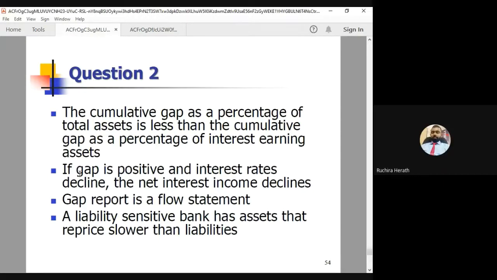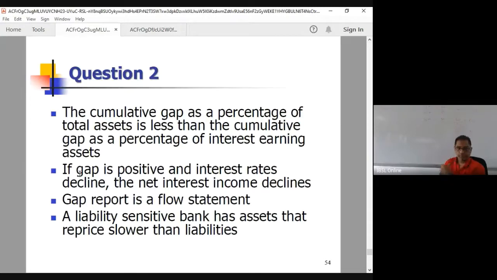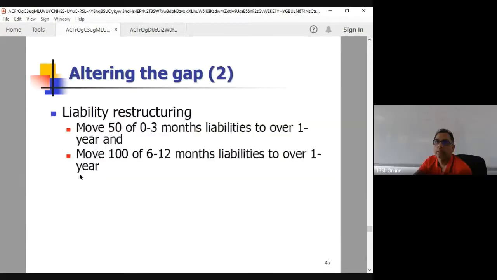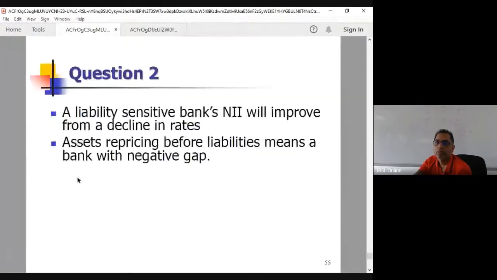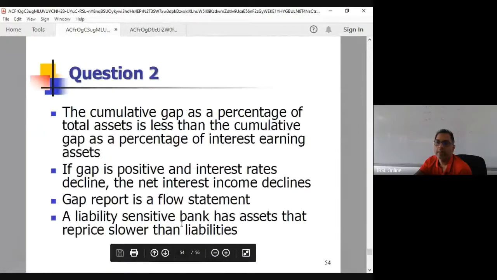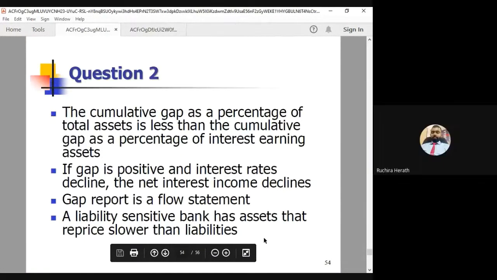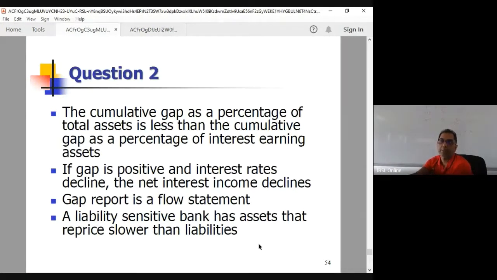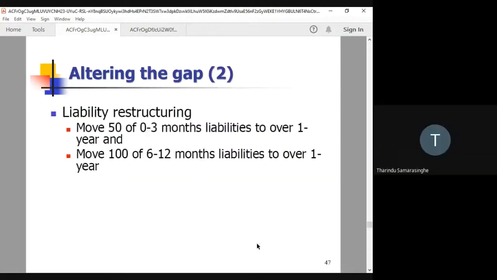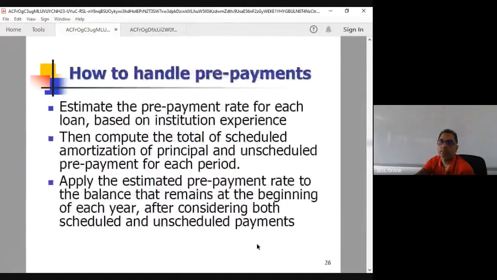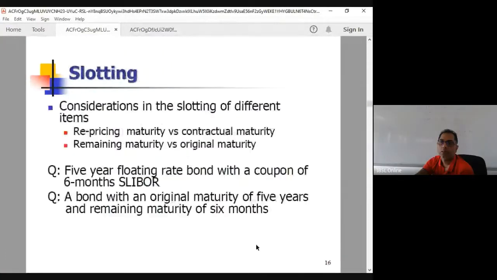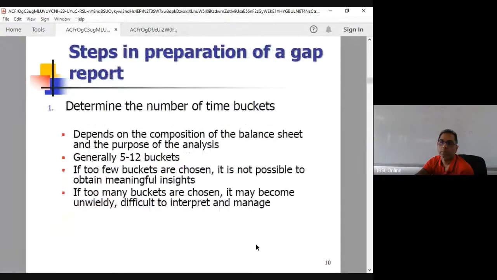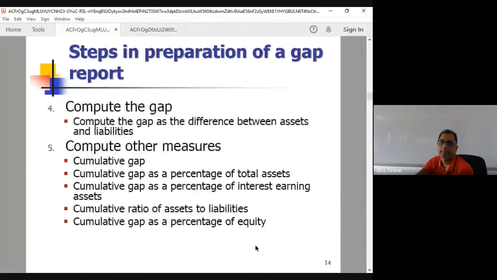Wrong. Okay. This question here says, a liability sensitive bank has assets that reprice slower than liabilities. So that is assets that reprice slower than liabilities. So that means liabilities are repricing faster. So let's go back. That's correct, right? Because I'll take you back to the grid we had.